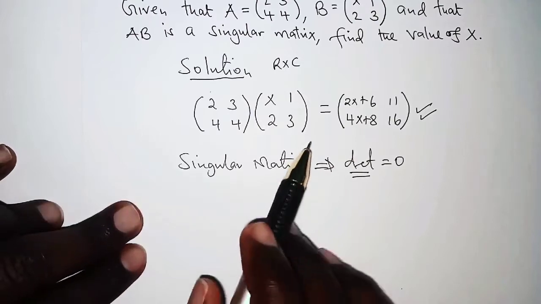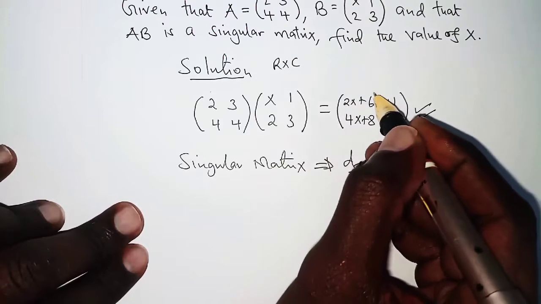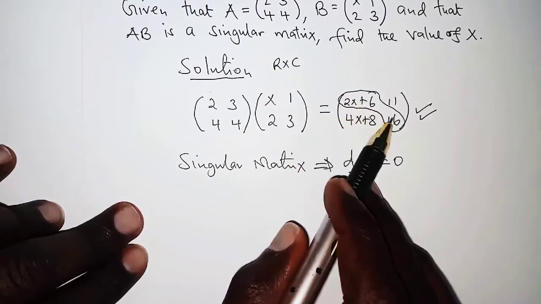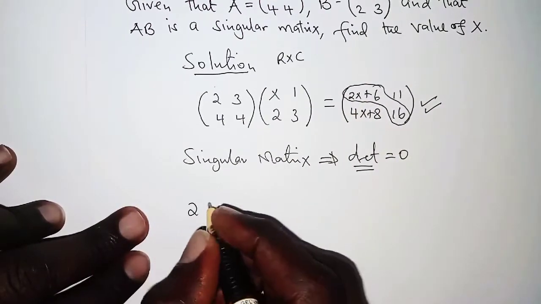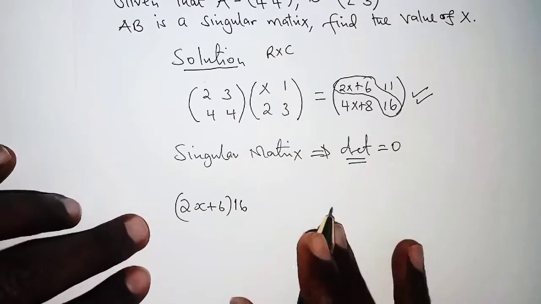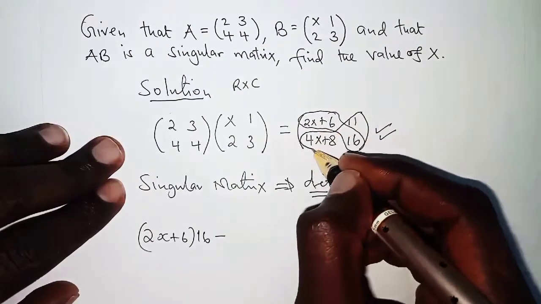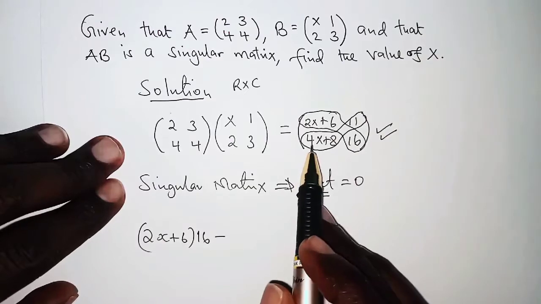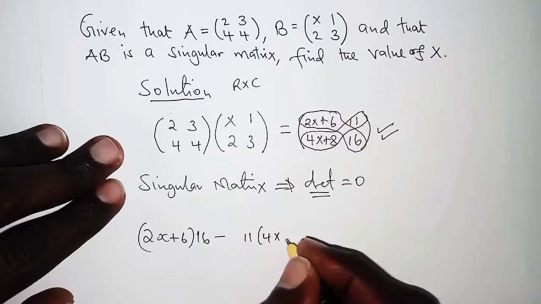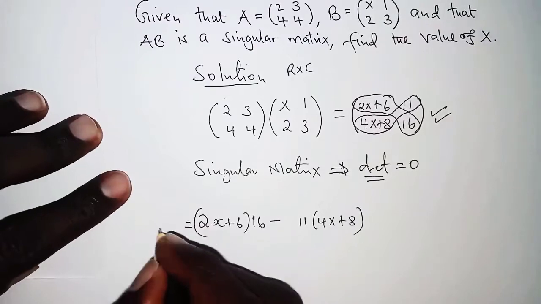What I mean is this: to get the determinant of this matrix, multiply the elements of the leading diagonal, that is 2x plus 6 times 16, and then you subtract the product of the elements of the second diagonal, that is 4x plus 8 times 11. So we have 11 into 4x plus 8. Remember, this should give us the determinant.